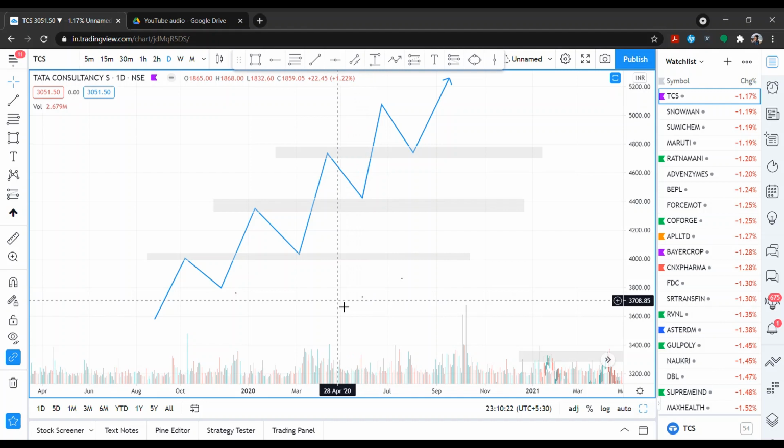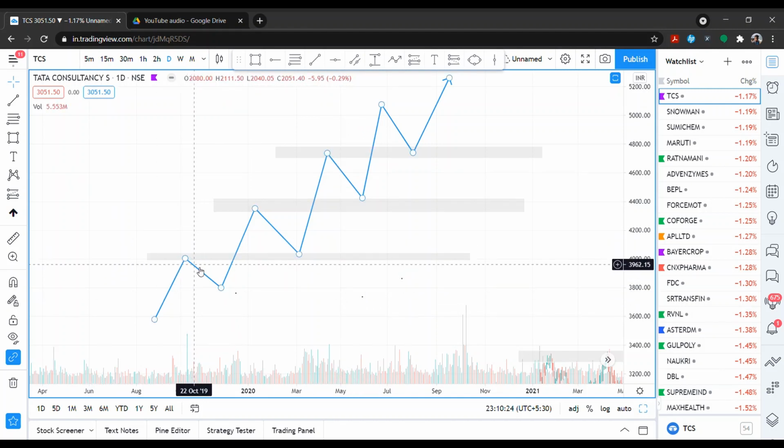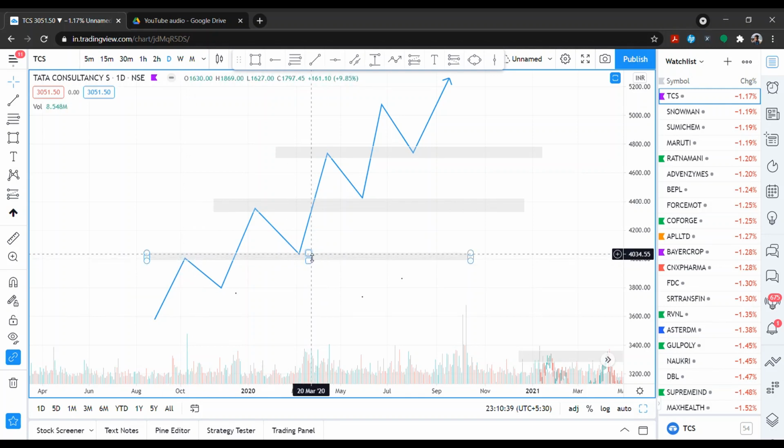If you see, the price went up, came back, broke this high and went up. Whenever the price comes down, these highs will act as a level of support and the market will bounce off this level. That is the assumption, and most of the time this happens in a trending market.